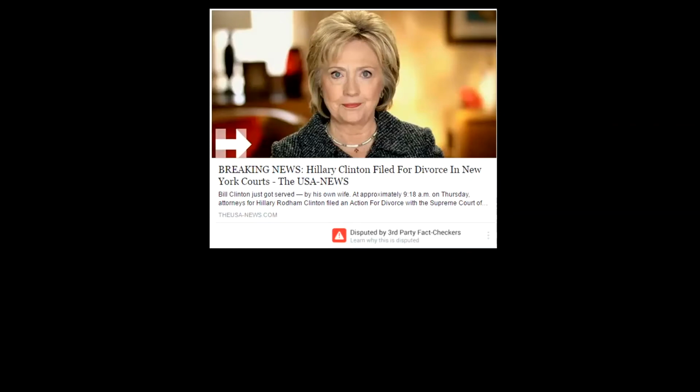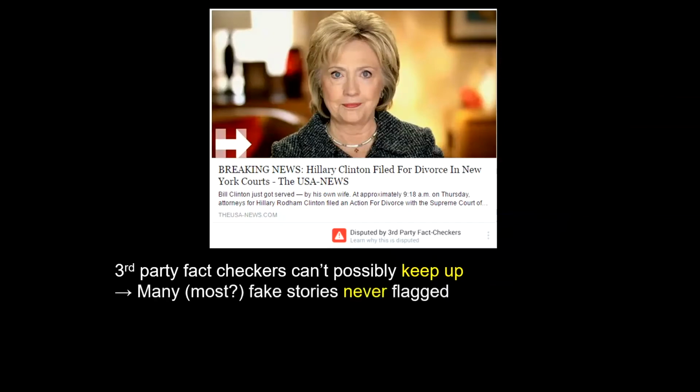But I think that there are reasons to believe that this approach is not going to be, in general, effective, which is essentially a problem of scalability. There's just no way that third-party fact checkers are going to be able to keep up with the endless stream of false or misleading content being produced because it's so much easier to produce false content than it is to fact check it. What this means is that many, if not most, false stories will never wind up getting flagged in the first place. And even the ones that do, it takes time. So while they're in peak virality and spreading phase, they won't have a warning on them.